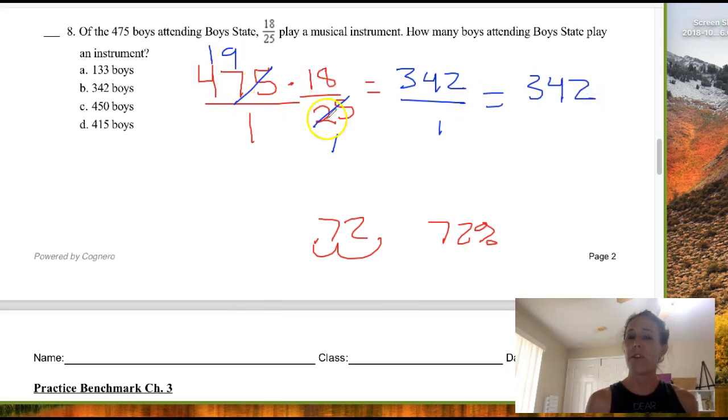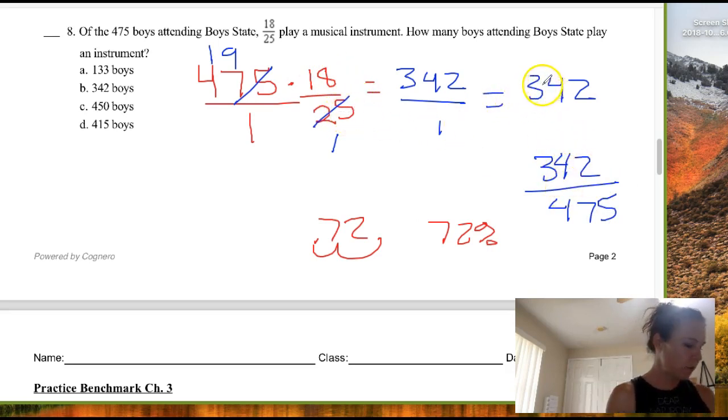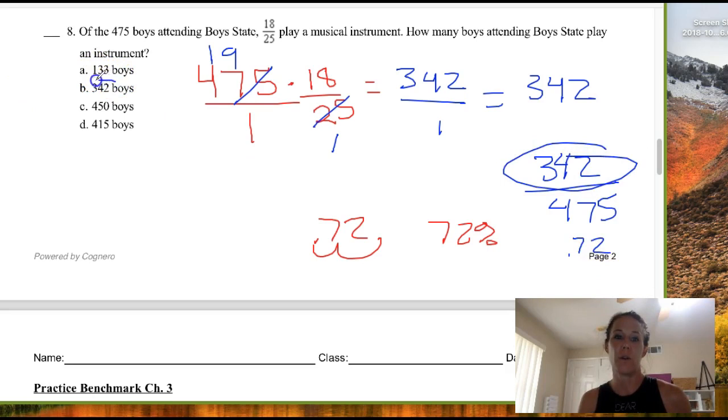So I did 475 and I multiplied it by this fraction. 18 out of the 25 students play an instrument. So if there's 475 students, how many is that? Well, let's see if it even makes sense. 342 out of the total 475 students play an instrument. Is that about 18 out of 25? Well, see if 342 divided by 475 gives you that same percentage, and it does. It's 0.72 or 72%. So that would be the correct answer. So 342 boys.